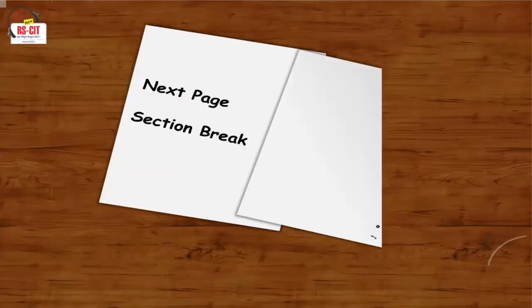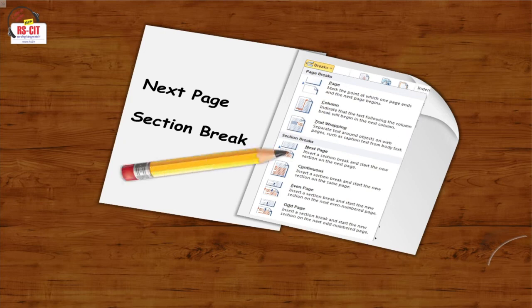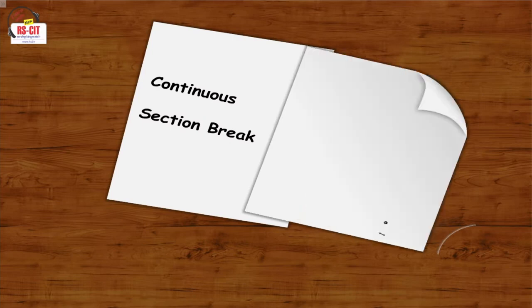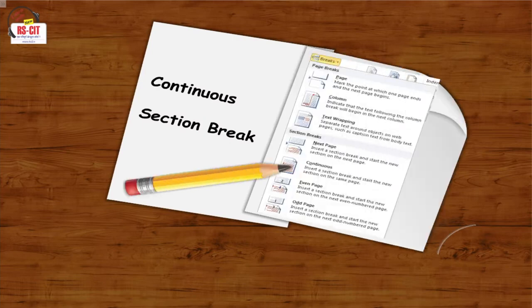Next page section break. The next page section break starts a new page and starts the new section on the new page. This section break is useful when you want to start new chapters in your document. Continuous section break. A continuous section break doesn't start a new page, so you can actually have several breaks on the same page. You would use a continuous break if you wanted different kinds of formatting on the same page. For example, one section of the page displaying in 2 columns and the rest in one.